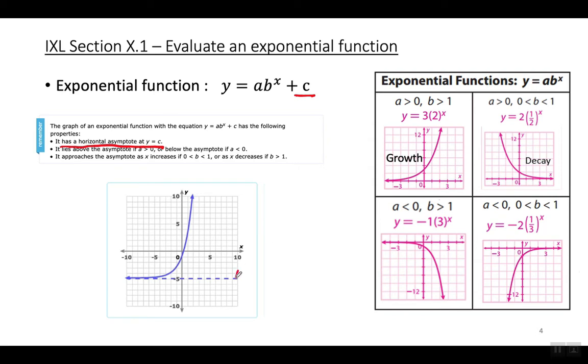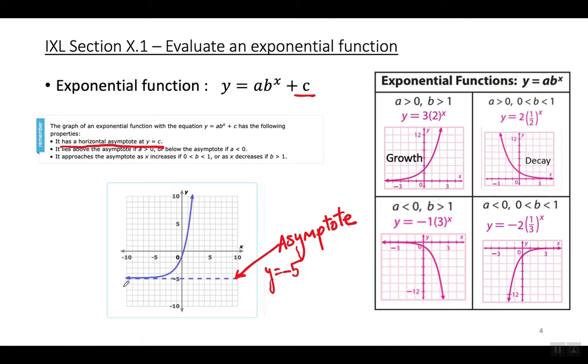An asymptote is this line right here. As we go to the left, the graph is getting closer and closer to the line y equals -5. It's getting closer and closer to this line, but it will never reach it. Mathematically, it will never reach it. It keeps going into infinity forever, getting closer and closer by minuscule amounts to y equals -5, but it will never reach it. That is what an asymptote is: this imaginary line that the graph keeps getting closer and closer to, but will never reach.